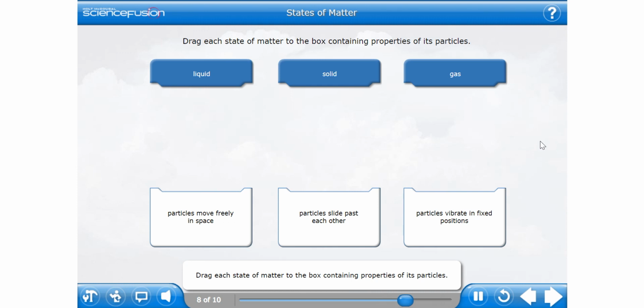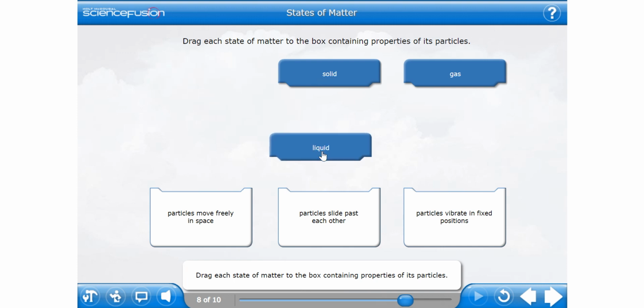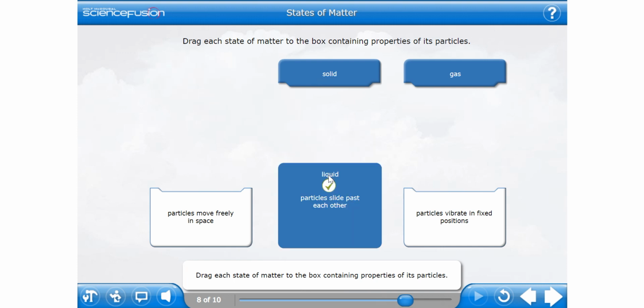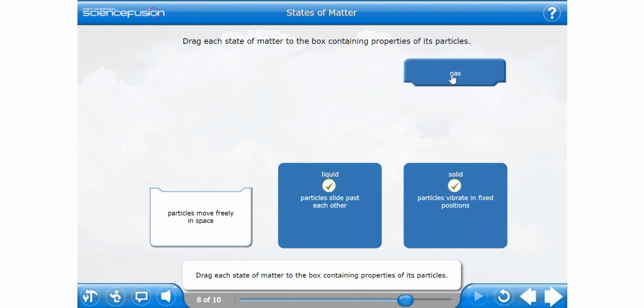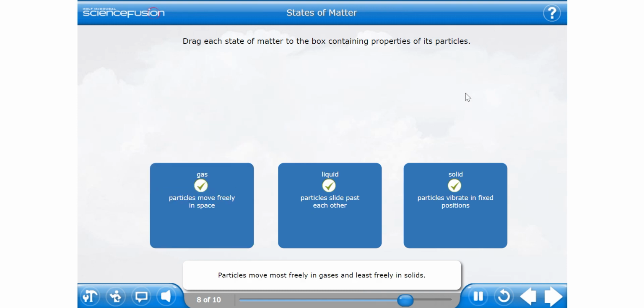Drag each state of matter to the box containing properties of its particles. You got it! Particles move most freely in gases and least freely in solids.